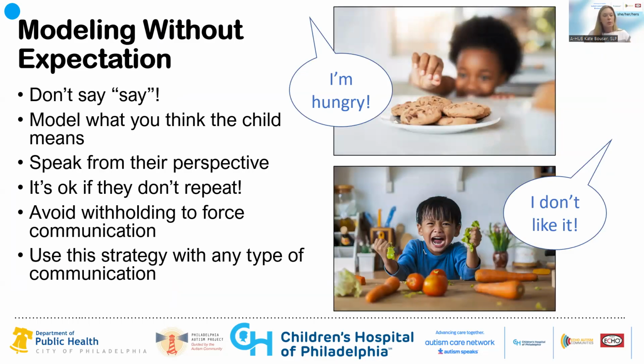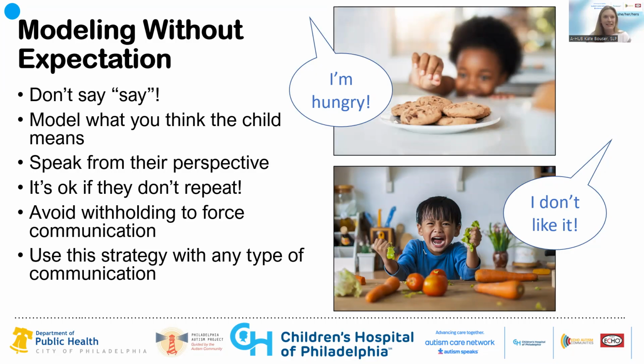And just in general, we want to think about modeling language without an expectation that a child is going to repeat what you're saying. So for this child here on the top, we're very much watching her communication, and she's clearly communicating something non-verbally. She clearly wants the cookie. So you might just model for her, I'm hungry. The child on the bottom here, clearly upset, clearly not liking what's going on. So we model the language, I don't like it.